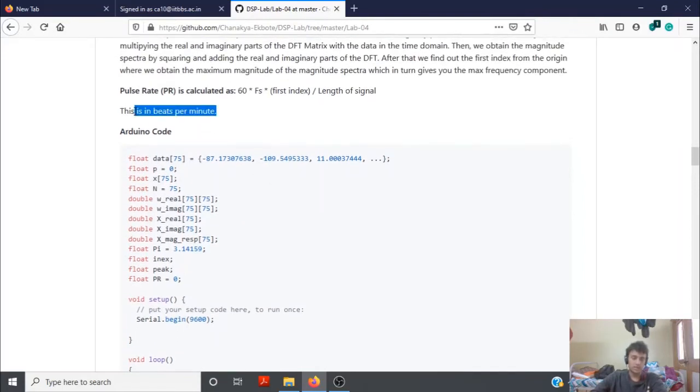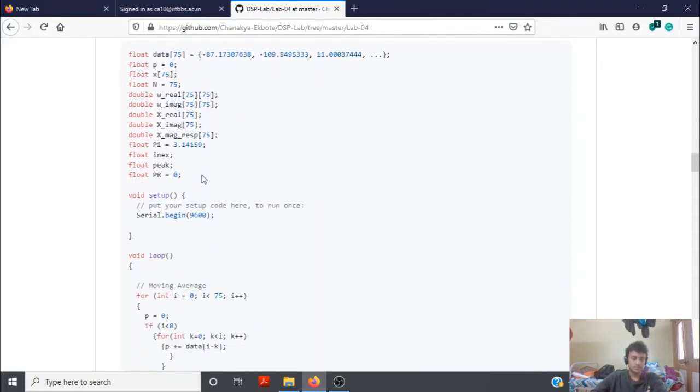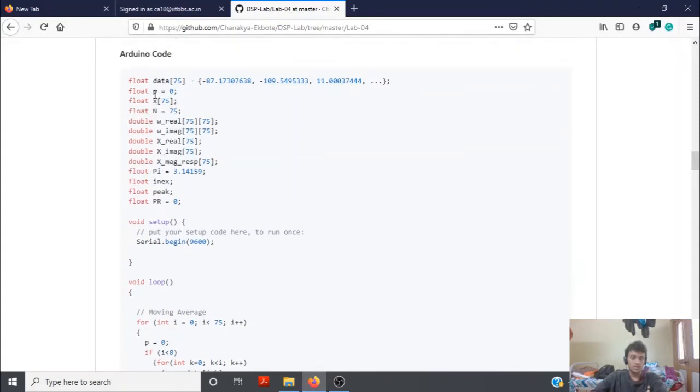Now, and this is calculated. This is in beats per minute. Now, the code is just as follows.